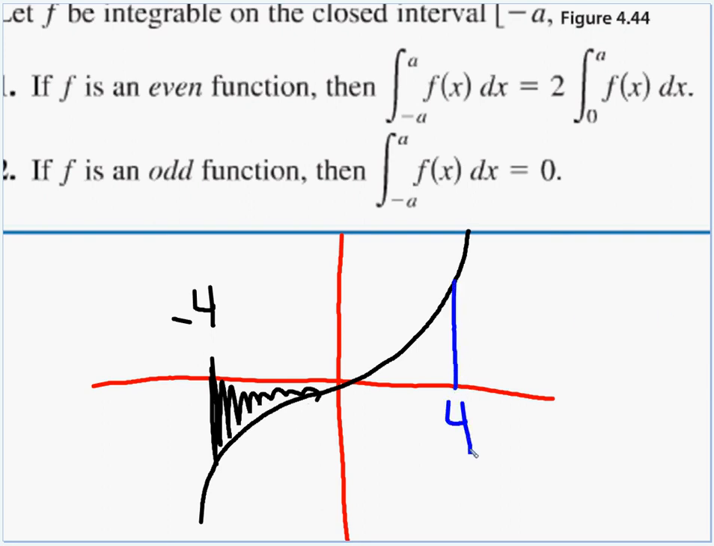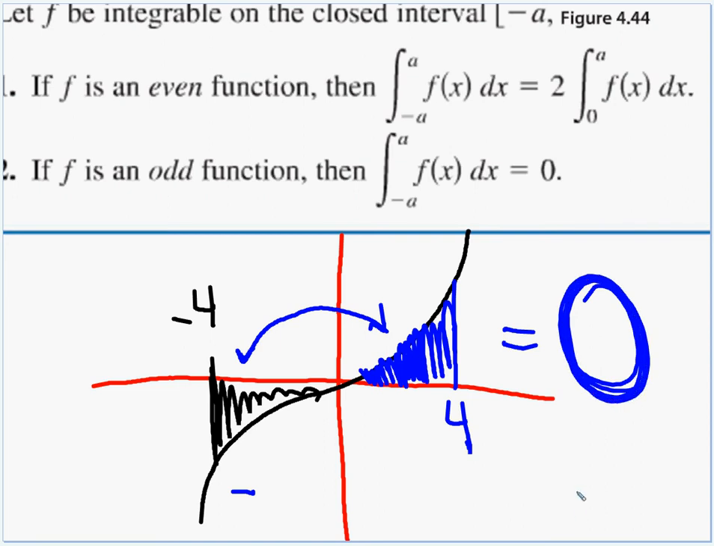These will be the exact same. Like this might be negative some amount, and this will be the same positive. They will net out to 0. So if your function is odd, and you're sure it's odd, and your limits go from negative to positive of the same number, that integral is just equal to 0. Again, you got to make sure that you are dealing with an odd function, or this might just blow up in your face.